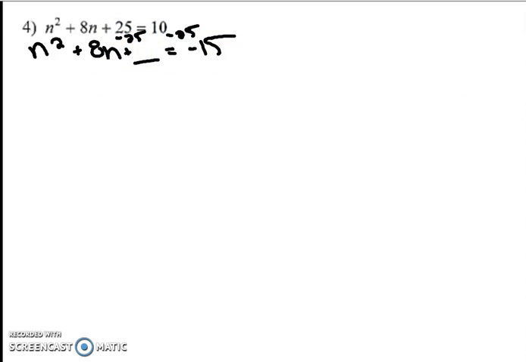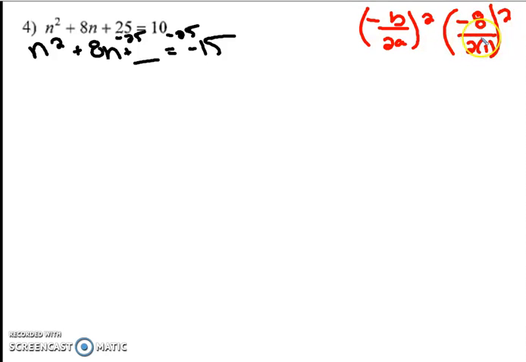And then I'm going to figure out my negative b over 2a squared, negative 8 over 2 times 1, all that squared. This becomes negative 4, and negative 4 squared is 16. So I'm adding 16 to both sides. That 16 came from here.